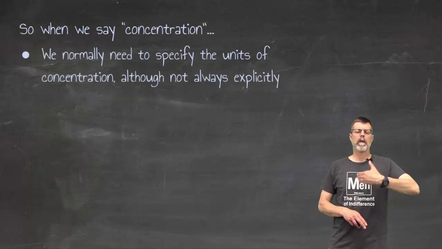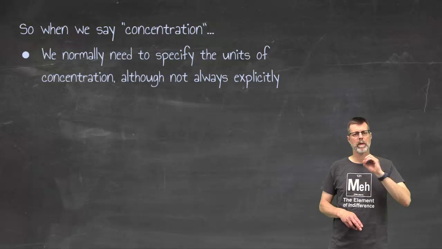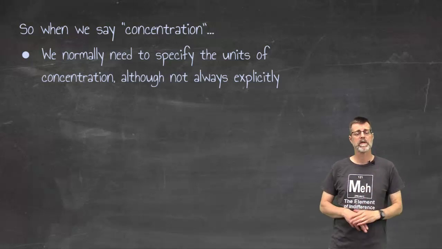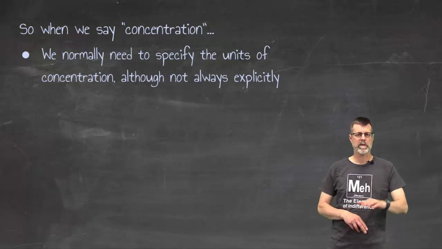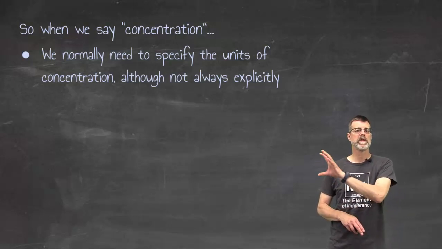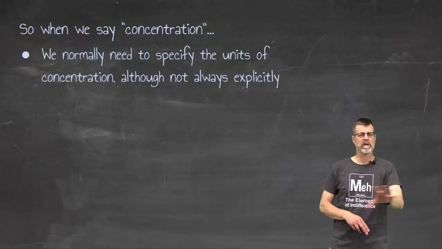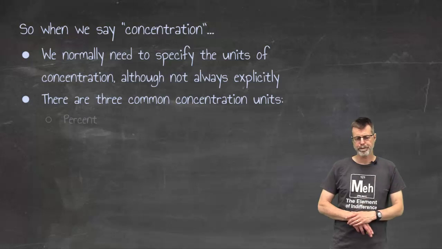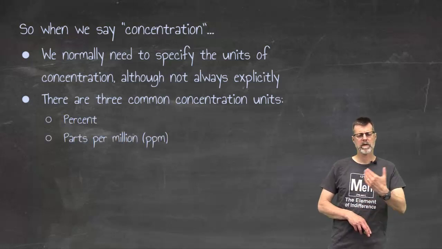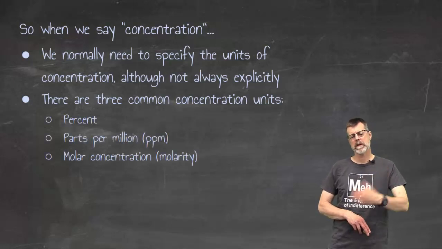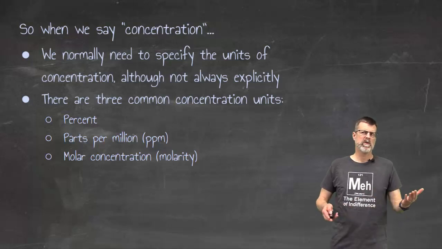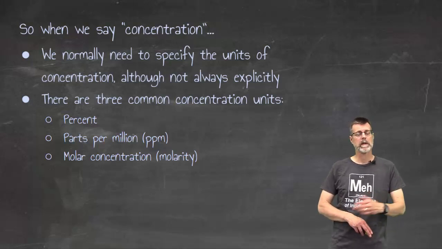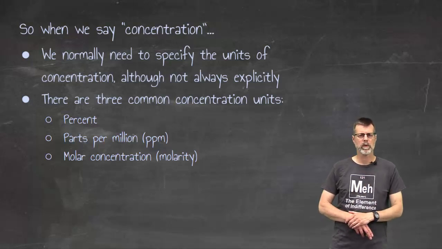As I said before, sometimes I'm going to specify which kind of units to use, but oftentimes it will just be assumed that when we say concentration and you're given certain data, you'll know what to do with it. Percent and parts per million are the ones we're talking about in this one, and then we'll talk about molar concentration, sometimes called molarity by old people who've been in chemistry a long time. Those are the three we're going to be looking at.